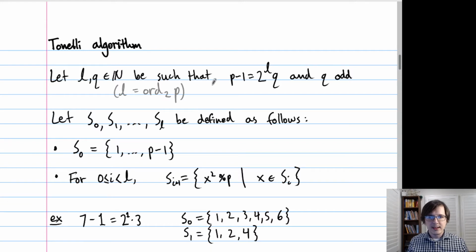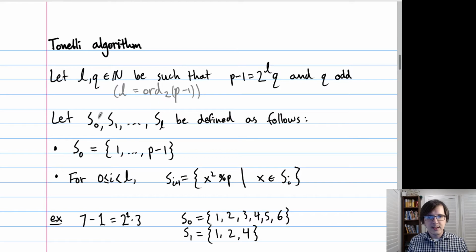So the first bit is, given our odd prime p, then p minus 1 is some even number. And so what we can do is let L be the 2-ord of p minus 1. And once we've got that 2-ord, we can then take p minus 1 and divide it by 2 to the L to get Q, this odd number Q.